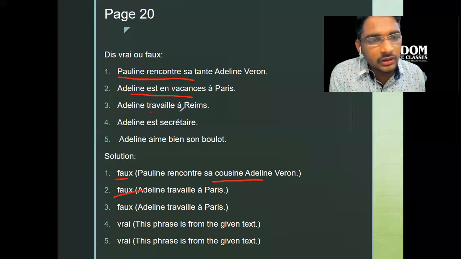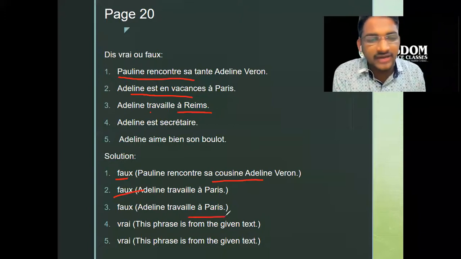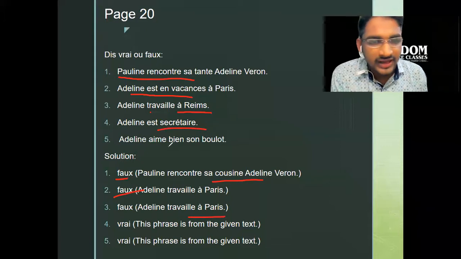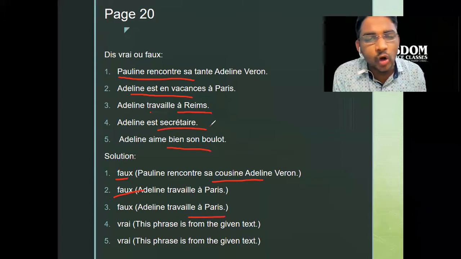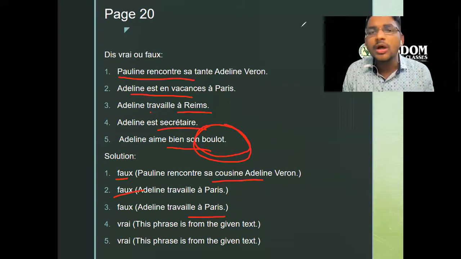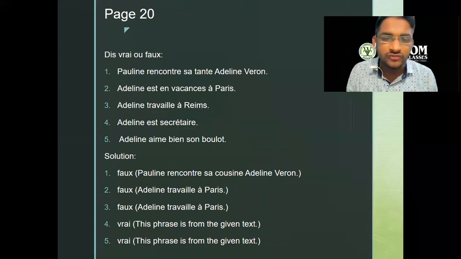Adeline travaille à Reims. It's been 6 months since she left. So Adeline works in Paris now. Adeline is a secretary. Yes. Vrai. Perfect. Adeline aime bien son boulot. Boulot is job. So Adeline likes her job. She likes to be a secretary because she says that she's proud of it. So when she's proud of it, that means obviously she likes it.